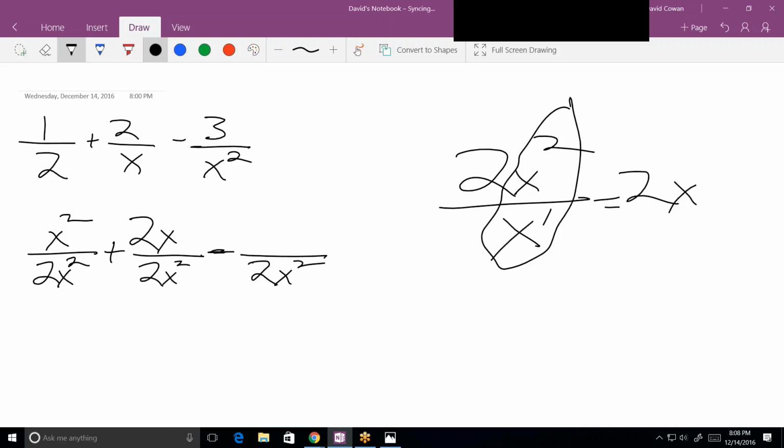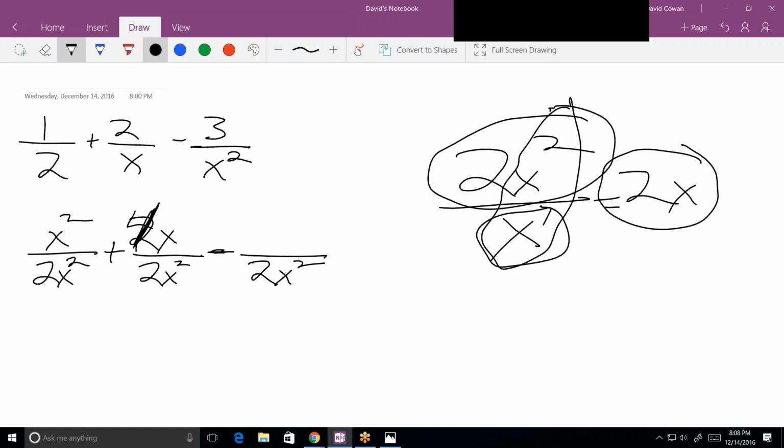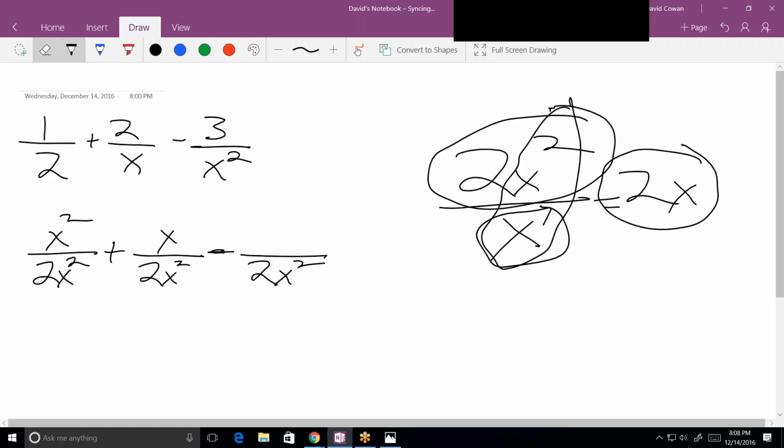Hold on. That's not right either. What did this have to be? It has to be a 4, doesn't it? Yeah, 4x, or just 4. So I made a mistake when I was describing to you how to come up with it. What you do is you divide your common denominator by your denominator. You take that and you multiply it by the numerator, which is 2. That's how you come up with 4x as the correct answer.